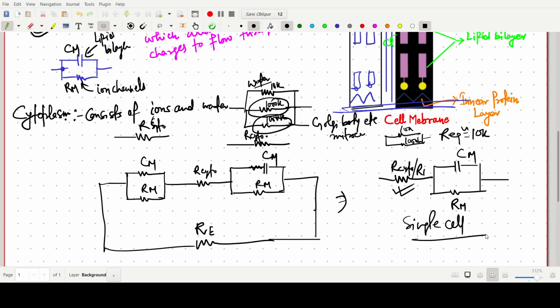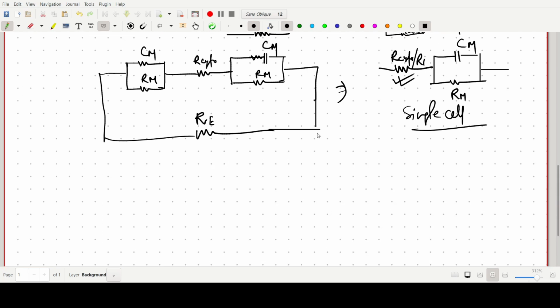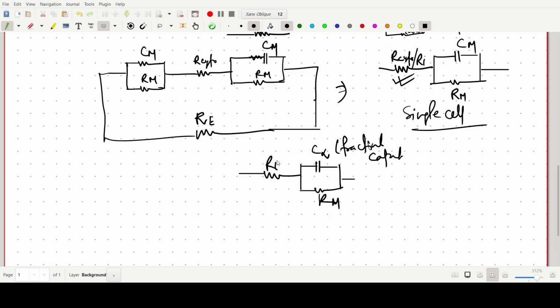In some advanced versions, the capacitor is considered a fractional capacitor, like C alpha, a fractional capacitor, with Rf and Ri for the cytoplasm. So this is all about a simple understanding of how a cell behaves.